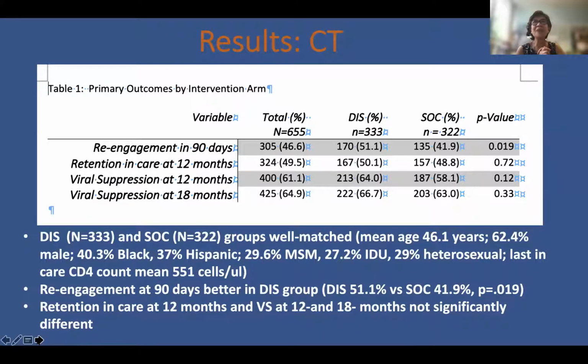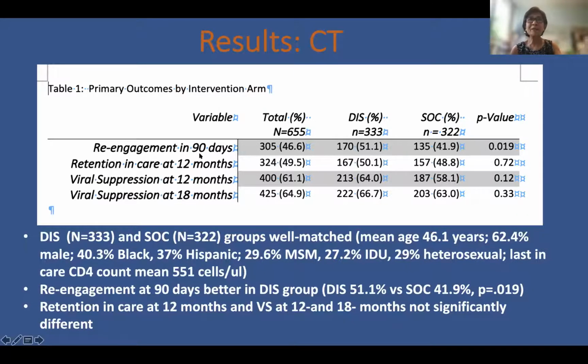Okay, so what were our results? These are the primary outcome results by intervention arm in Connecticut. Re-engagement in 90 days: 51.1% of the DIS arm were re-engaged at 90 days versus 41.9% in the standard of care arm. That was statistically significant. So the people randomized to DIS, what I call the truly not-in-care group, were successfully re-engaged by the DIS. The DIS outperformed the standard of care.